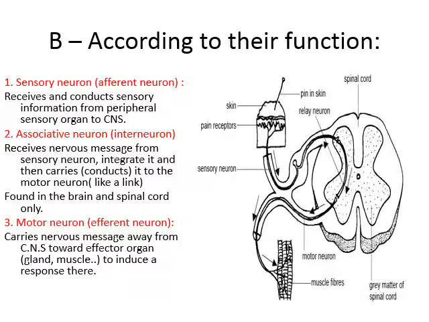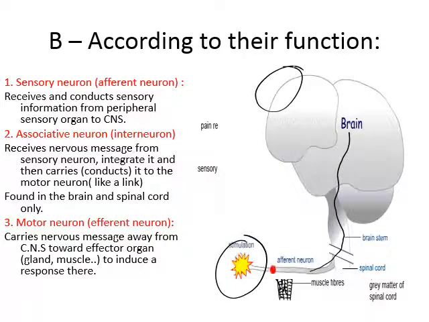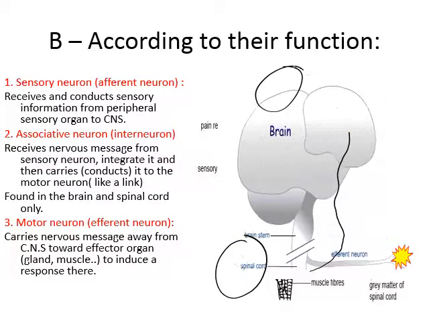a response there. This is a figure that shows a brain and the skin, and how they produce an action and a response. Here we have the stimulation at this level. It moves through the sensory neuron, the afferent neuron, toward the brain, and then the brain sends the message back. Here, the brain sends the message back through the efferent neuron toward the organ to take an action.